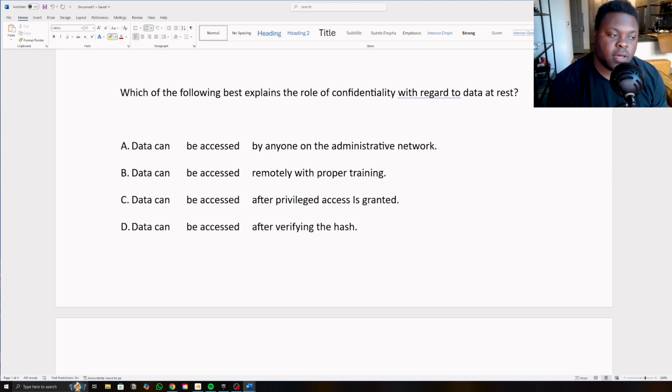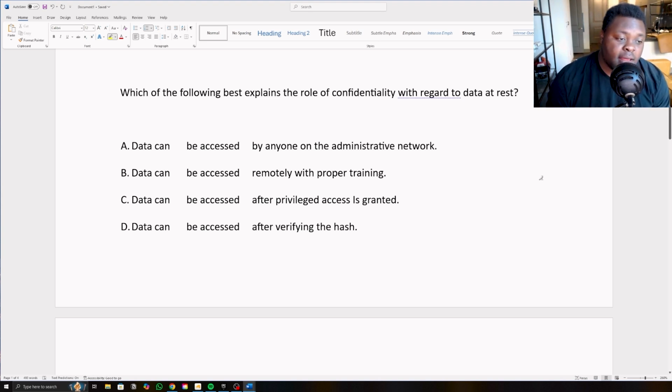So looking at the answer choices here, A, data can be accessed by anyone on the administrative network. The keyword in this one is accessed by anyone. That's not confidential. B, data can be accessed remotely with proper training. Again, it doesn't say anything about encryption or access controls or permissions whatsoever.